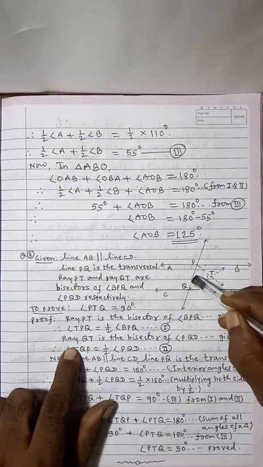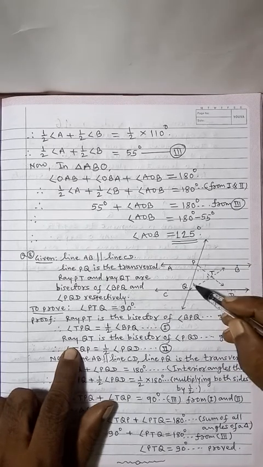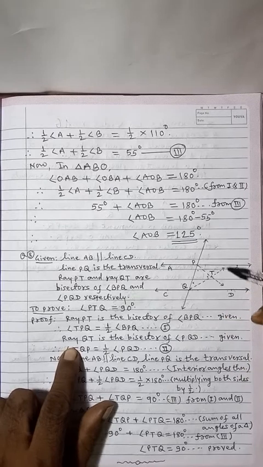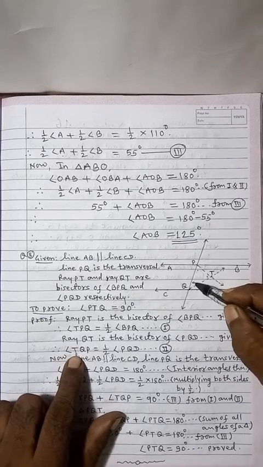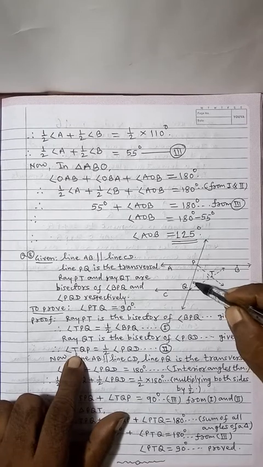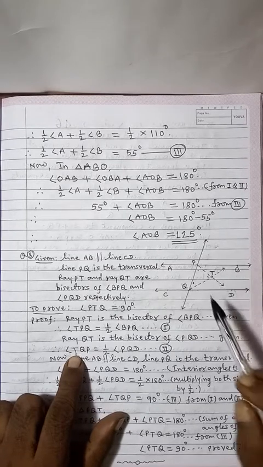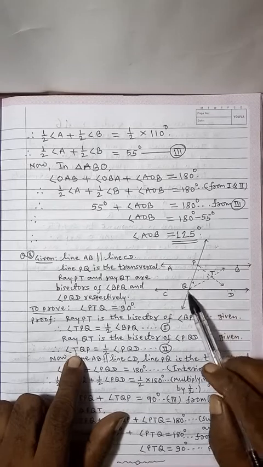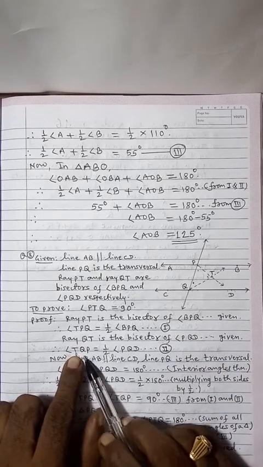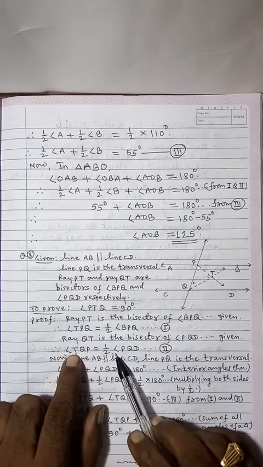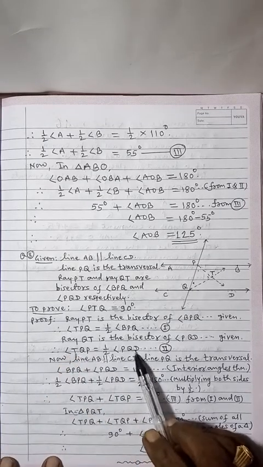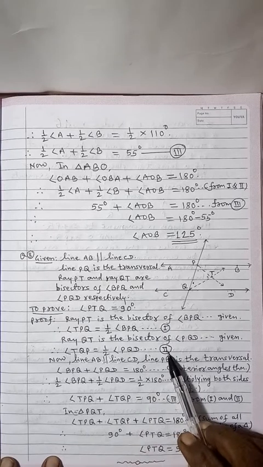Also ray QT is the bisector of angle PQD. So measure of this angle, which is angle TQP, is equal to half the measure of this big angle, that is angle PQD. So measure of angle TQP is equal to half into measure of angle PQD. This is result number 2.